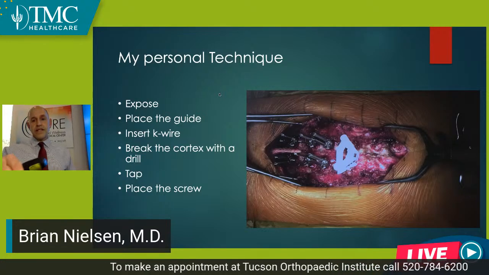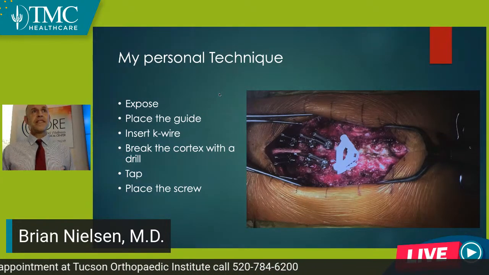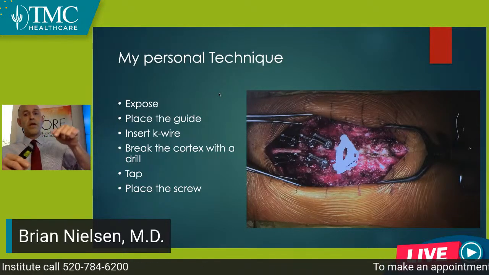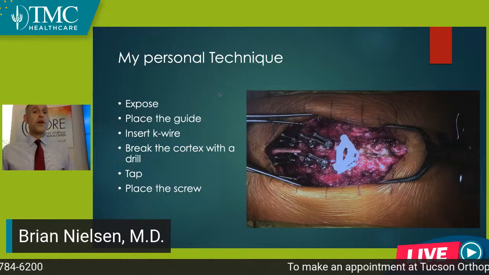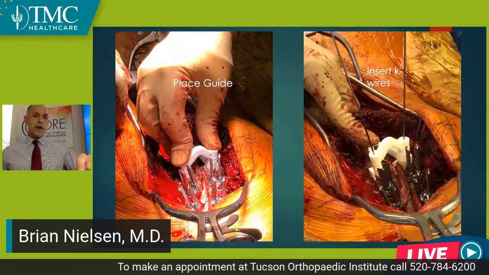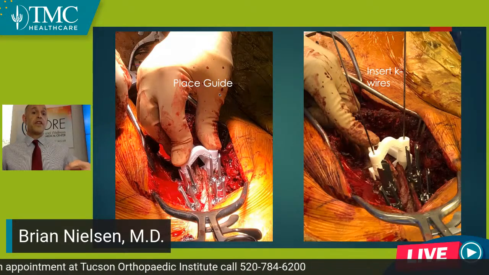This little white guide that you see there is the guide that we make from the CT scan, and it literally fits right on the vertebrae. And then we work right through that guide to put the hardware in. On the left, you can see I've got my hands in there, and I'm holding the guide right on the vertebrae, and it fits perfectly.